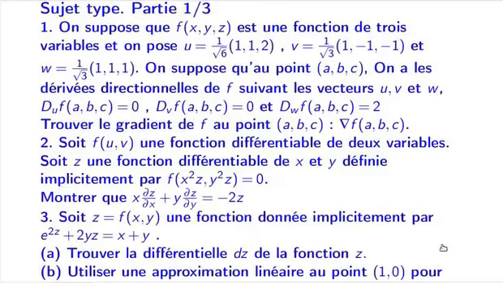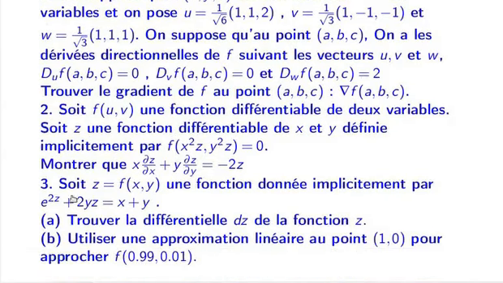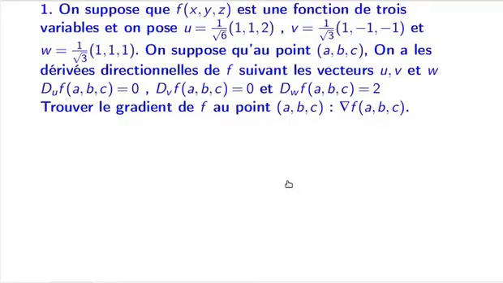As a discussion support, the first part consists of 3 exercises. The first is an exercise about directional derivatives and the relationship with the gradient of a function. The second exercise is about a function defined implicitly by a relation. It involves calculating the differential of an implicit function and approximating a function of 2 variables at a point using Taylor's formula. So we start with the first exercise, which is as follows.